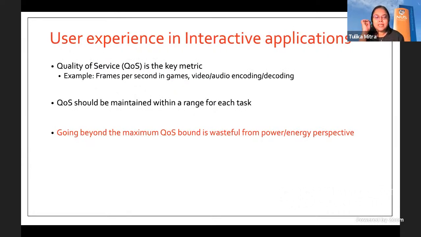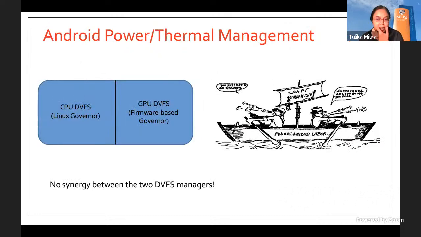Now, what is interesting is that for mobile platforms, we are running interactive applications. So for us, the quality of service is the key metric. If you need to do 30 frames per second, and you provide 45 frames per second, you are just wasting energy without providing any useful performance or user experience. So we want to take advantage of that. We just want to provide the QoS that is required. We don't want to go beyond that, and we want to save energy that way.